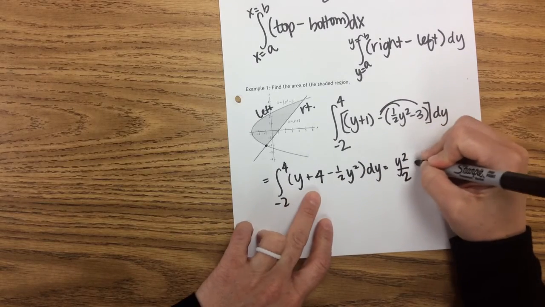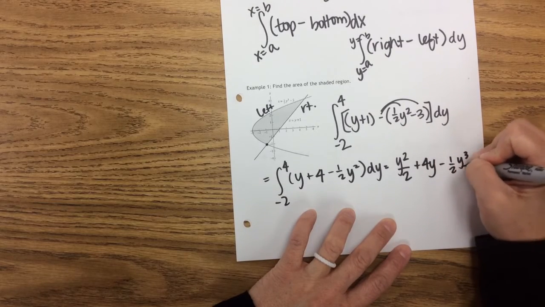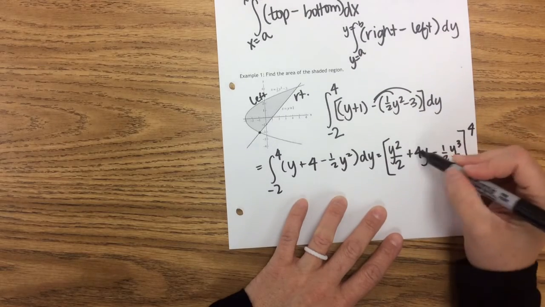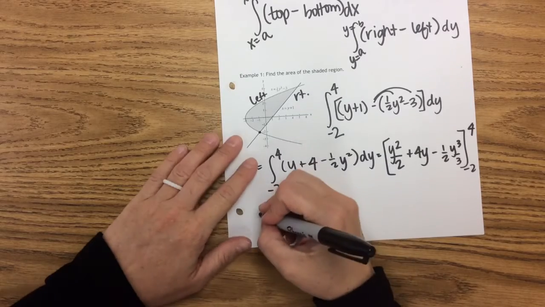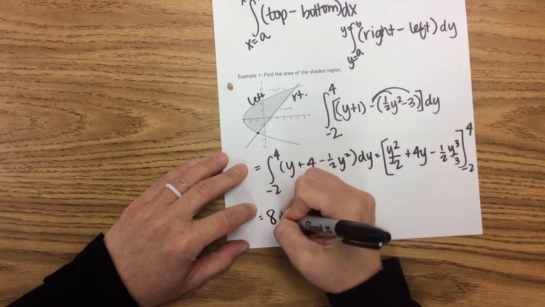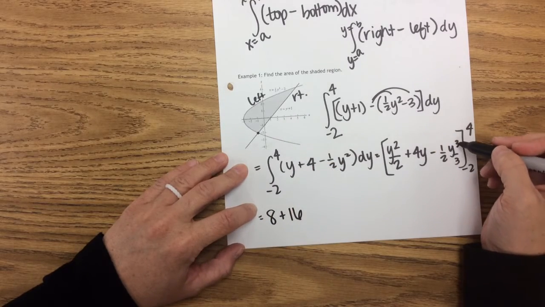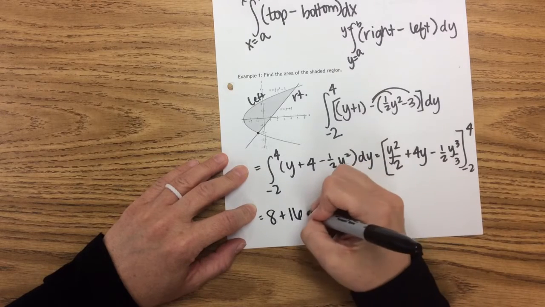Y squared over 2 plus 4y minus half y cubed over 3. I'll plug in 4, I'll plug in -2 and subtract. Plugging in 4 gets me 16 over 2, which is 8. Plus 4 times 4 gets me 16. 4 cubed is 64 divided by 2 is 32. So 32 thirds.